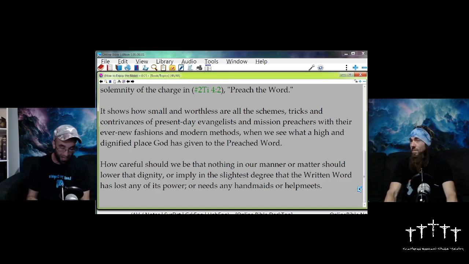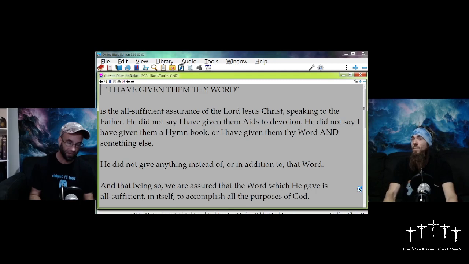I have given them thy word. That's what Jesus Christ said. And that is the all-sufficient assurance of the Lord Jesus Christ speaking to the Father. He did not say, I have given them aids to devotion. He did not say, I have given them a hymn book, or I have given them thy word and something else. He did not give anything instead of, or in addition to, that word. And that being so, we are assured that the word which he gave is all sufficient in itself to accomplish all the purposes of God.